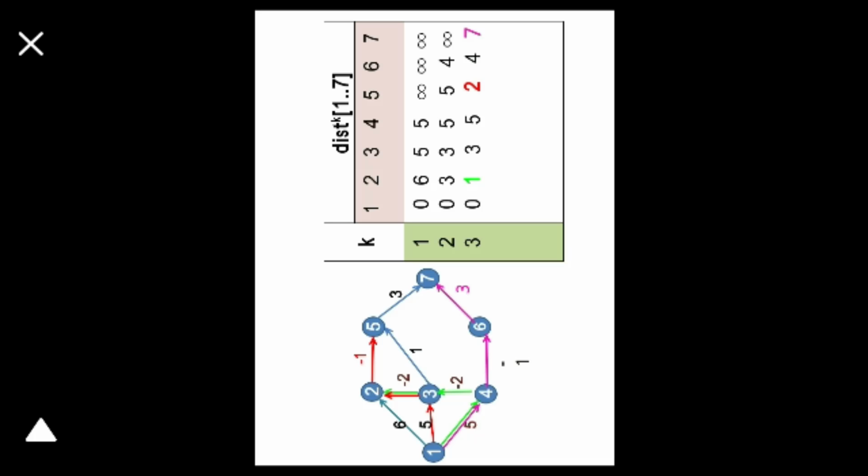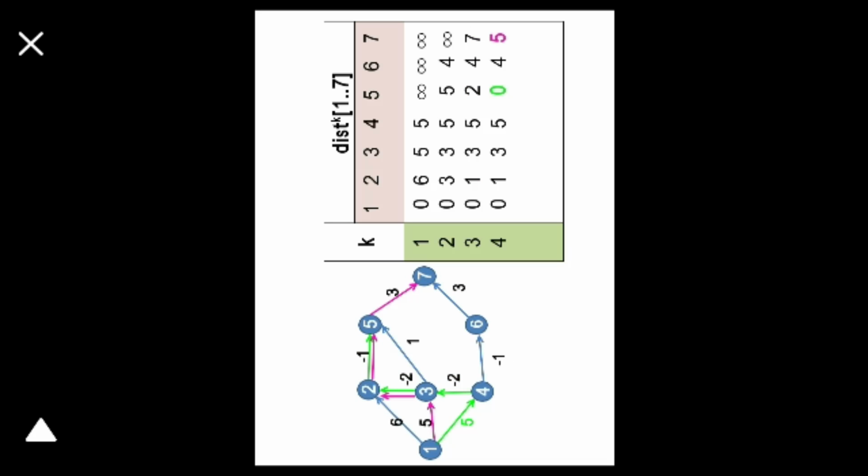Similarly 1 to 6 with 3 edges, we don't have 3 edges from 1 to 6, so we'll keep the previous value. Now 1 to 7 with 3 edges, with pink color we can see 1 to 4, 4 to 6, 6 to 7, that is 5 minus 1 plus 3, it is 7. So now in the third row we got the shortest distance from source to all other vertices with 3 edges. So next is with 4 edges.